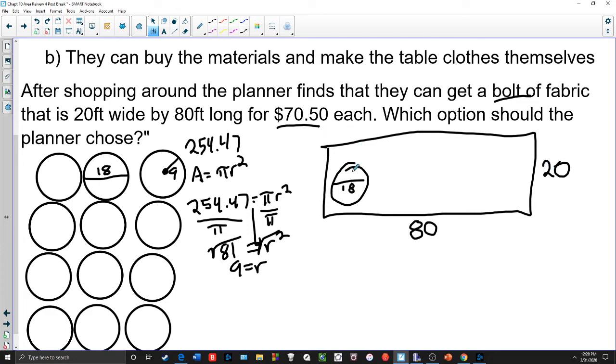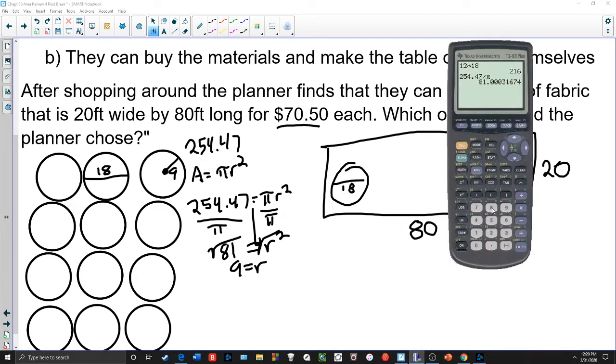So I can't fit two circles on top of each other. But I can fit more lengthwise. Well, how many more? If they're 18 units across, essentially 18 feet across, I'm basically figuring out how many 18s I can fit inside 80. So if I take 80, how many 18s can I cut that up into? How many 18-piece sections, which is the division problem.